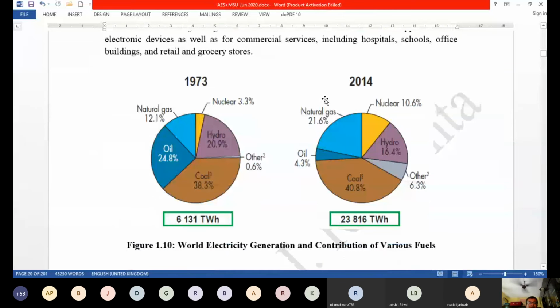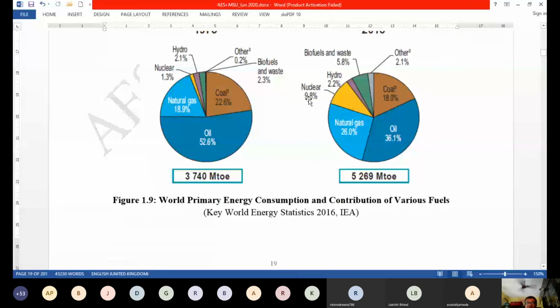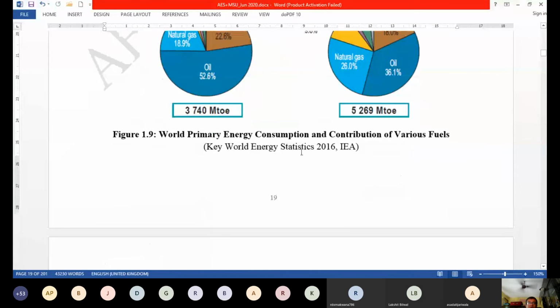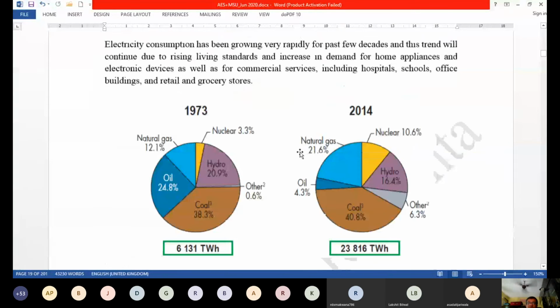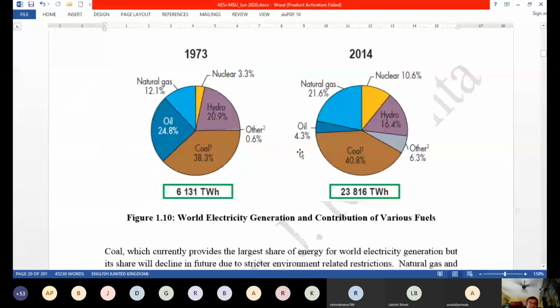This is electrical power generation. The previous one was primary energy consumption, so it shows all different sources used in all different ways, right? So this will also include the cooking gas, right? While now the chart that you have is only for electrical power consumption. So which fuel is contributing how much for electrical power production, not consumption, generation.